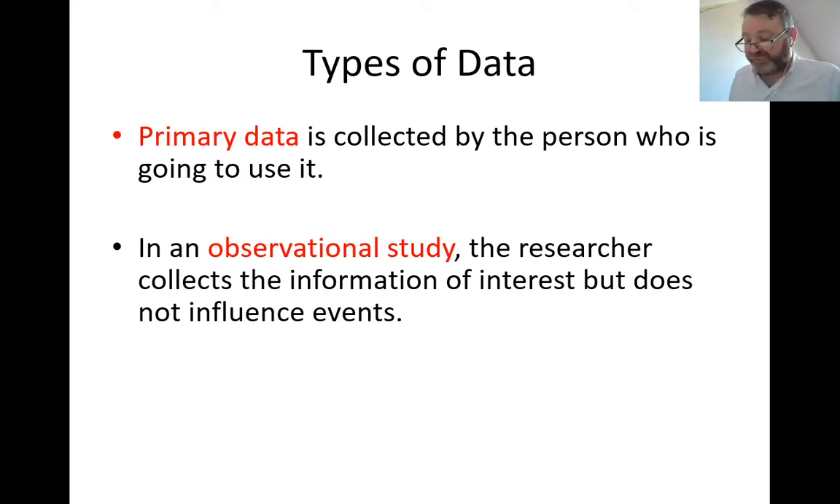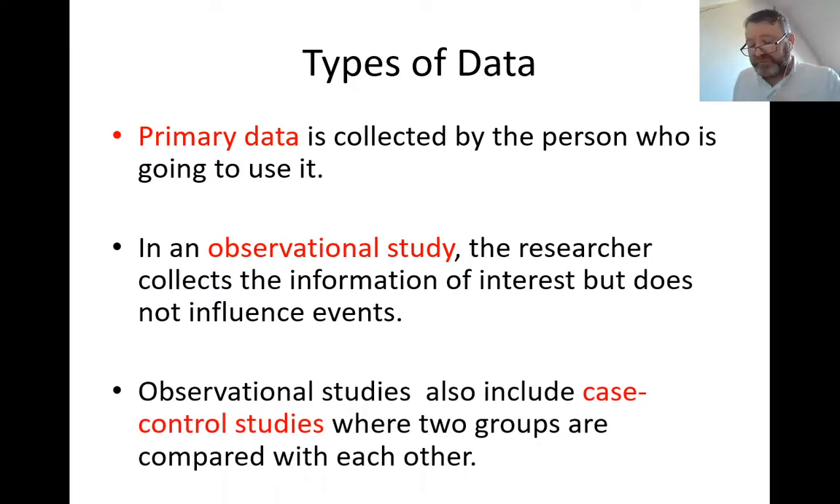In an observational study, the researcher collects the information of interest but does not influence the events. So you're standing there with a clipboard and a pen and of course a big smile, and you're ticking away: blue, blue, yellow, red. Okay, that's collecting primary data. Observational studies also include case controls.